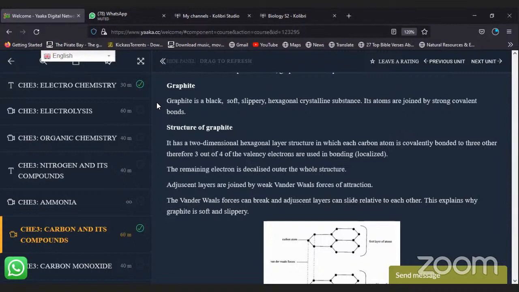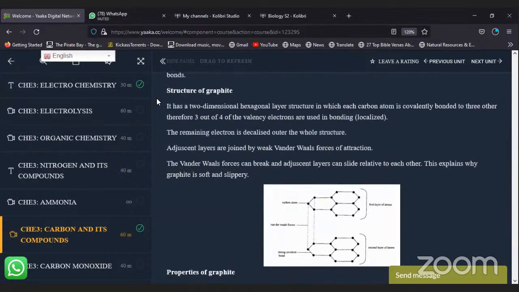We shall see some of the properties of graphite that make it very good for electric transmission. But so far, let's start with the structure of graphite. It has a two-dimensional hexagonal layer structure in which each carbon atom is covalently bonded to three other carbons. For example, here, as you can see in the structure, let's take an example of this carbon.